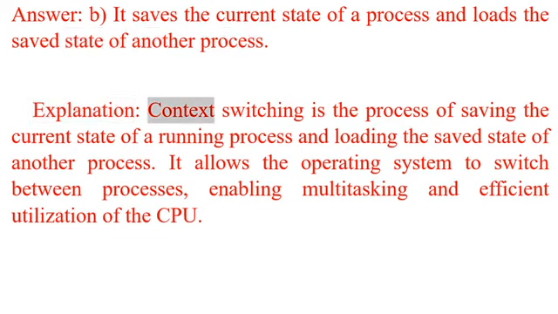Explanation: Context switching is the process of saving the current state of a running process and loading the saved state of another process. It allows the operating system to switch between processes, enabling multitasking and efficient utilization of the CPU.